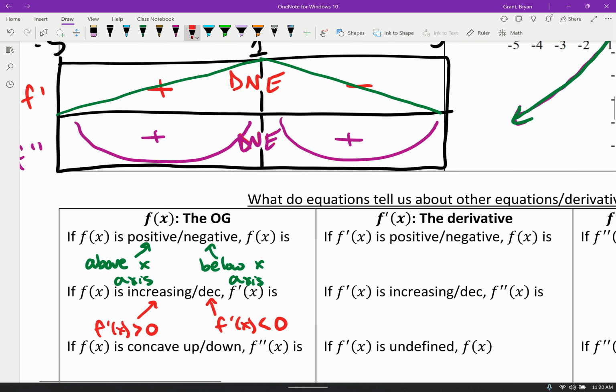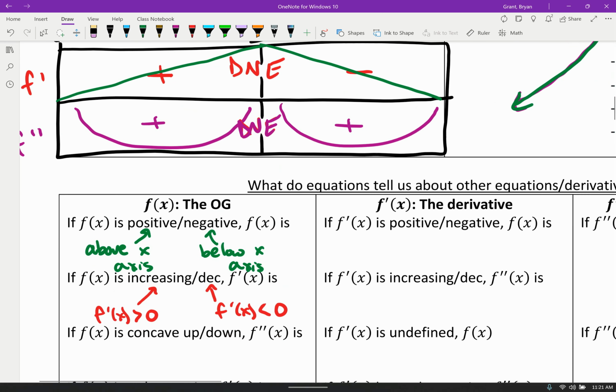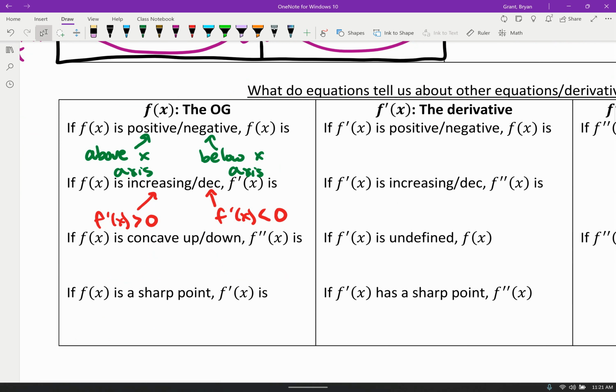A lot of times I'll see students look at this and go, oh, f prime is increasing. But that's not what this positive here means. This means f prime is positive, and it means f is increasing. Confusing those two will actually lose you points on a free response. In a similar vein, if f of x is concave up or concave down, then we know that f double prime is positive or negative.